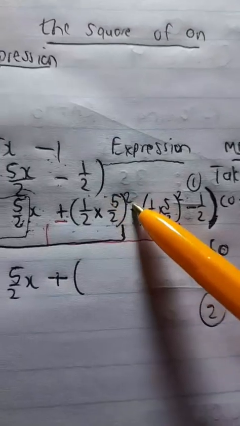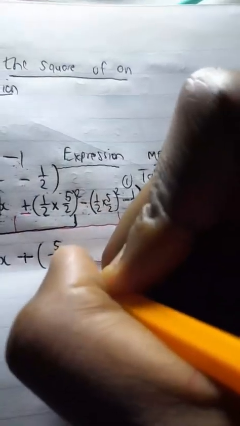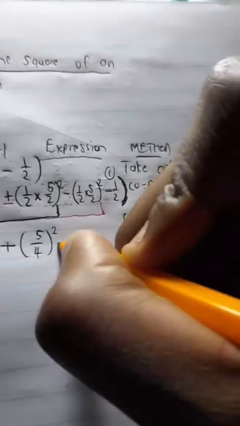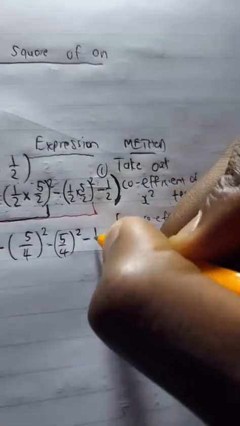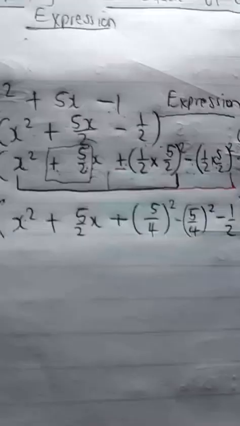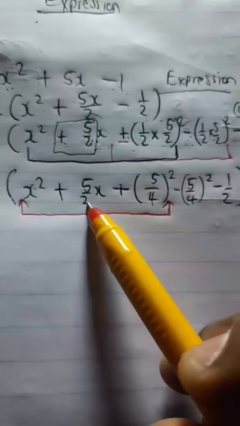What is 1 times 5? 1 times 5 is 5. What is 2 times 2? It is 4. And then we square it. Minus 5 over 4. Obviously, the other bracket will also be 5 over 4. And we square it. Minus a half. What we now have here, guys, for these first 3 terms inside the bracket.